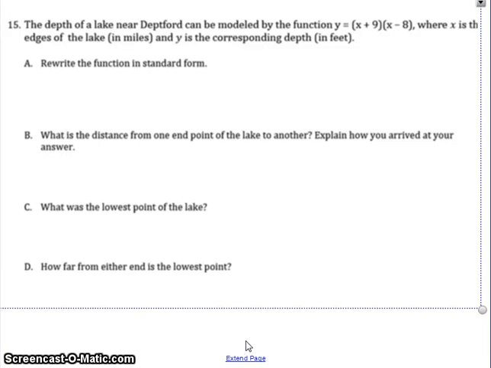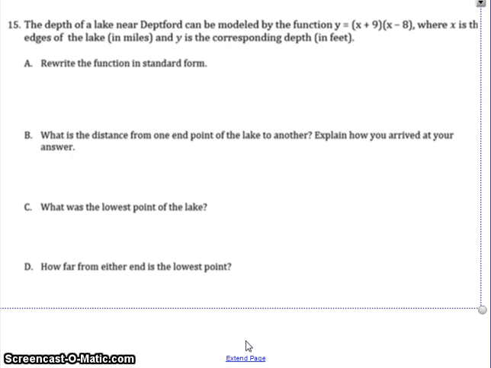This is College Algebra 2, Final Exam Review 1B, Problem 15. The depth of a lake near Deptford can be modeled by the function y equals (x + 9)(x - 8), where x is the edges of the lake in miles, and y is the corresponding depth. Rewrite the function in standard form.